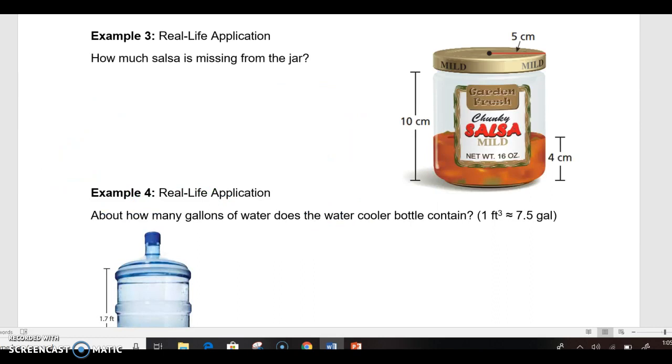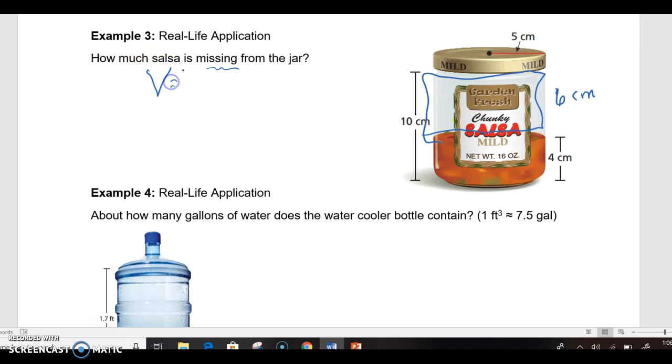Okay, so if you haven't already, you need to pause the video and do the two on your own, or come back and do those later. We're going to take a look at example 3. So this is a little real life application. It says how much salsa is missing from the jar. So remember, if you look at the jar, they want you to figure out how much salsa fits in this empty space. So to figure out the amount of salsa that's missing, I'm going to take the entire height of the jar, which is 10, and I'm going to subtract the height of the salsa that's in the jar. So if there are 4 centimeters of salsa left, that means that 6 centimeters of salsa must be missing from the jar. So I'm going to calculate the volume of that space.